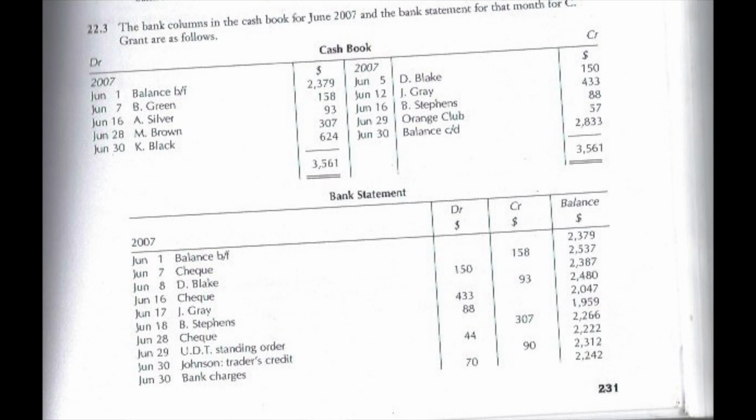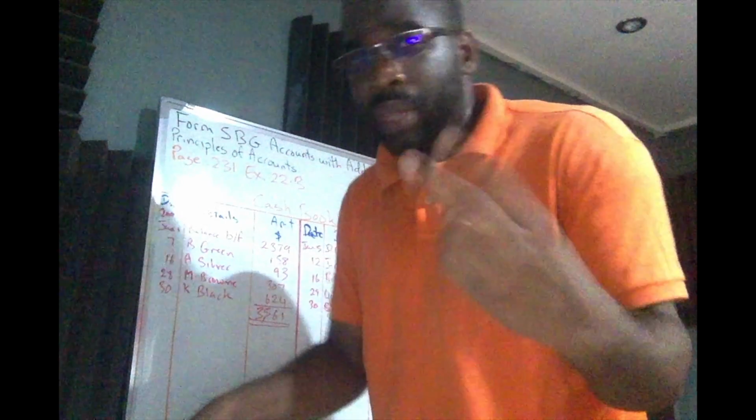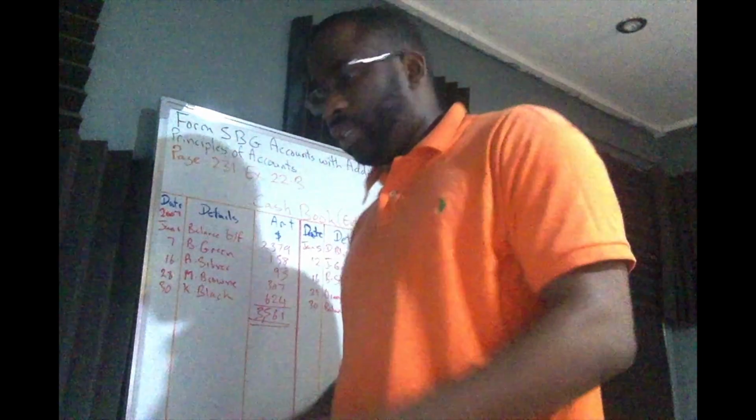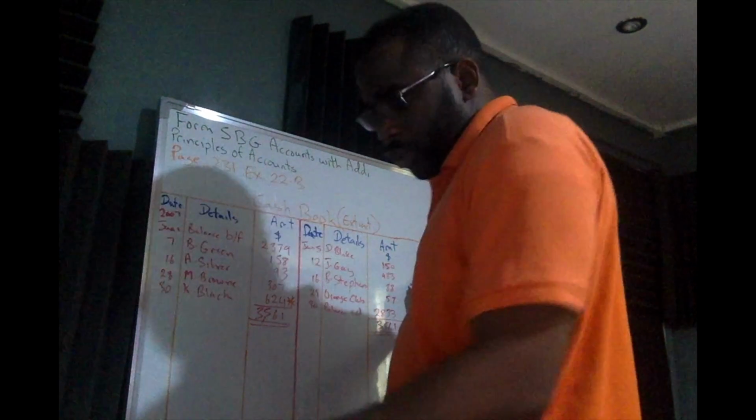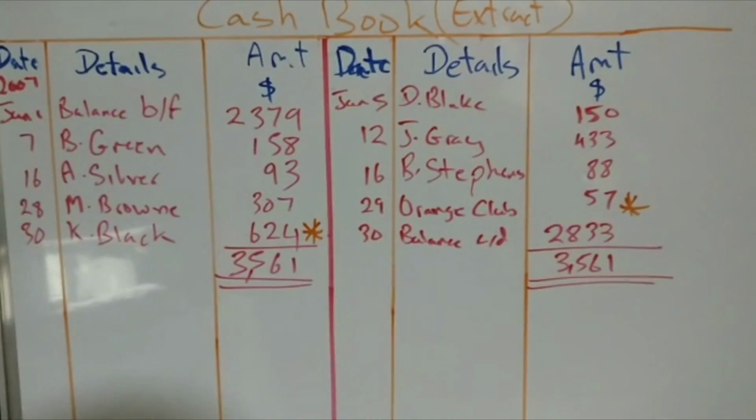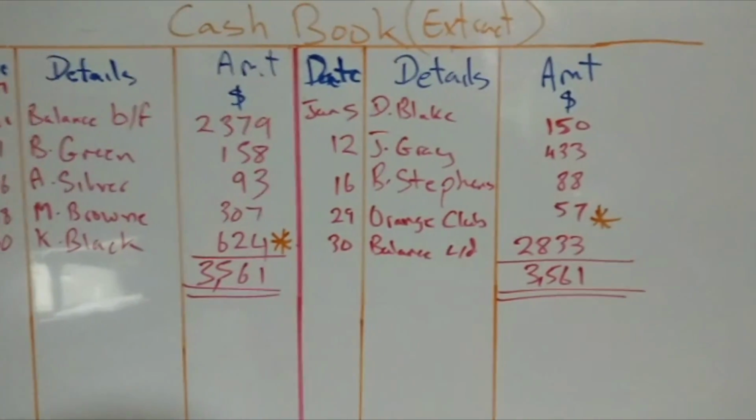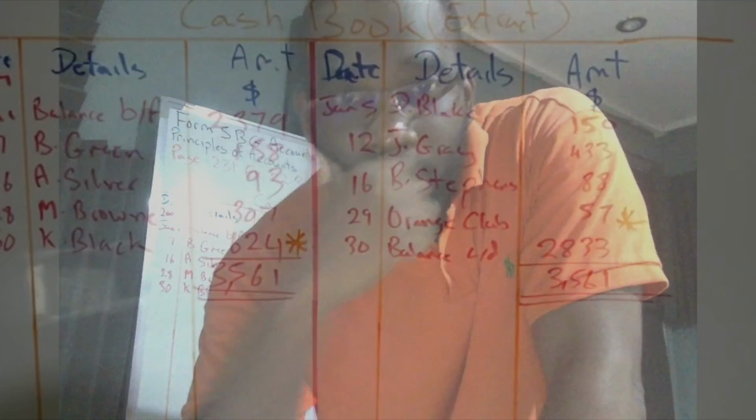We identify two items that are not in the bank statement but are in the cash book. They are most likely the unpresented check and the bank lodgement not yet credited. I'm just going to highlight them on the board with orange asterisks. So I highlighted the differences, and there we have them: K Black 624 and Orange Club 57. The next step is to identify the differences on the bank statement.